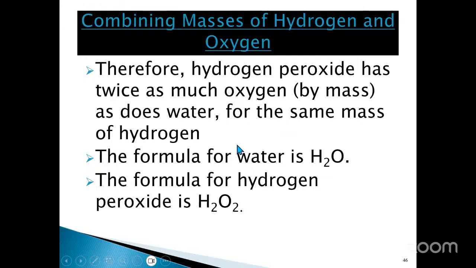So what do we have here? Therefore, hydrogen peroxide has twice as much oxygen by mass as water does for the same mass of hydrogen. You can actually see that in the formula. The H2 is the same, but you have one oxygen atom here and two oxygen atoms there. So that's the reason why the mass of oxygen in hydrogen peroxide is twice the mass of the oxygen in the water.